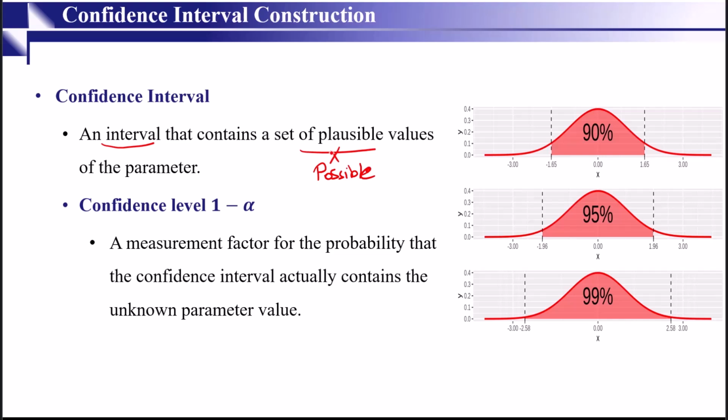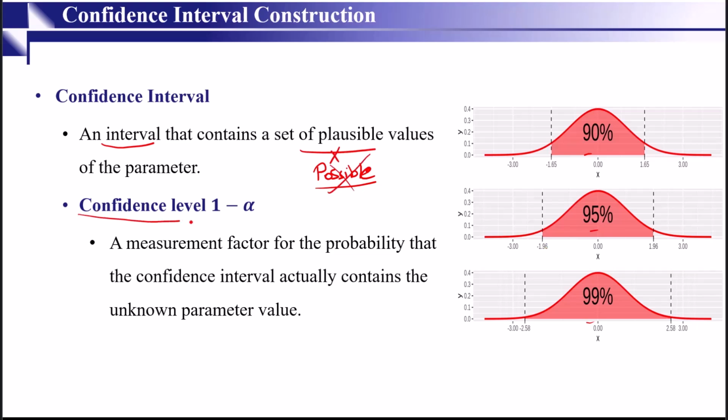Plausible refers to values within the interval that are likely to include the true population parameter with the specified confidence interval, for example 90%, 95%, or 99%. On the other side, possible includes any value that could theoretically be the true parameter, even those outside the interval with lower likelihood. So these two words are different. And in here, we are working with plausible values.